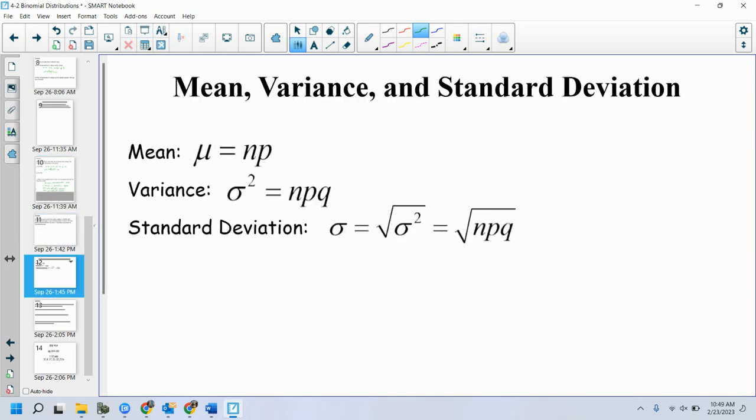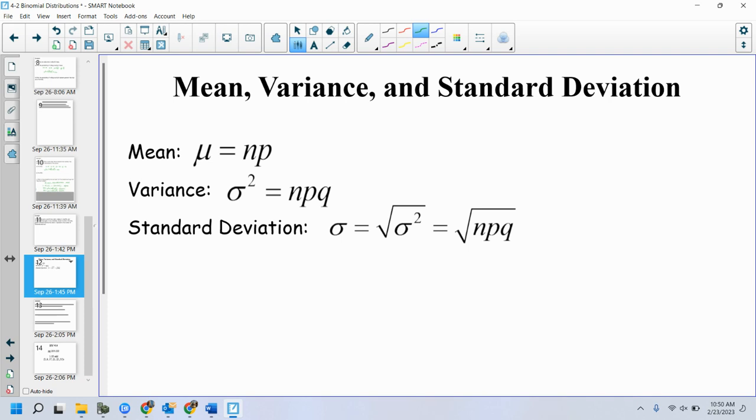Okay. Let's skip to this. Okay. Mean, variance, and standard deviation of binomial distributions. Mean, variance, and standard deviation is super easy to compute. It is extremely easy to compute. The mean of a binomial distribution is just n times the probability of success.